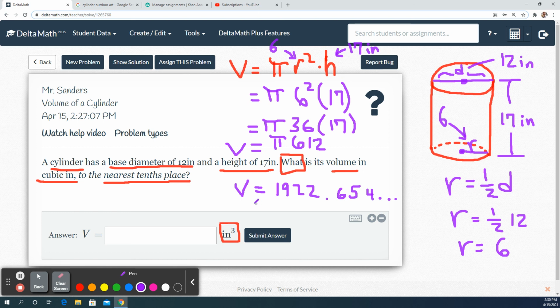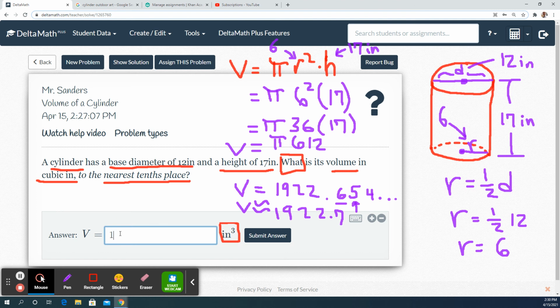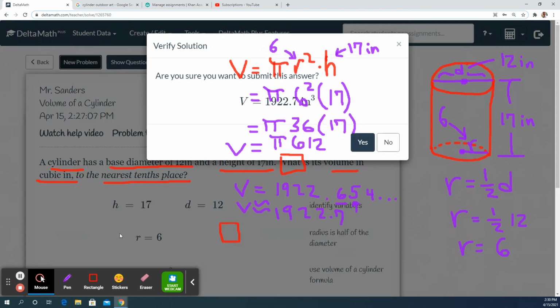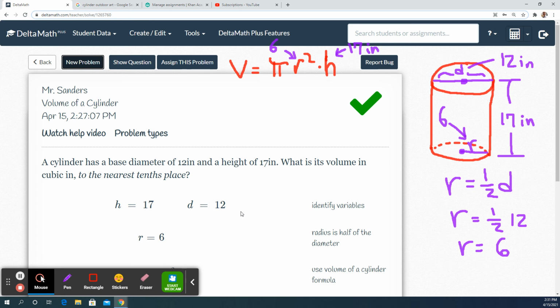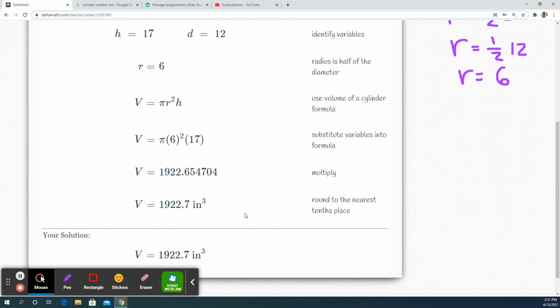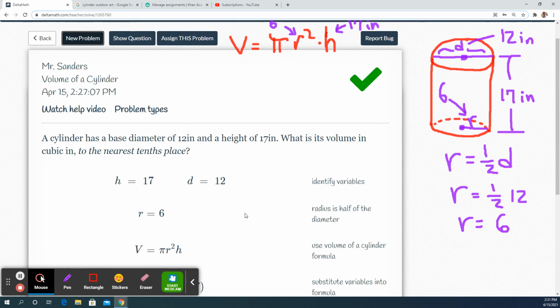Then we're going to go ahead and approximate it at this stage. So now it's being approximated. We're rounding to the tenths place. I look at the next number, 5 or bigger. It goes up. 1922.7. All right, let's go ahead and plug it in. 1922.7. And we got it. It's always nice to compare how they did it, and there's nothing that's different.